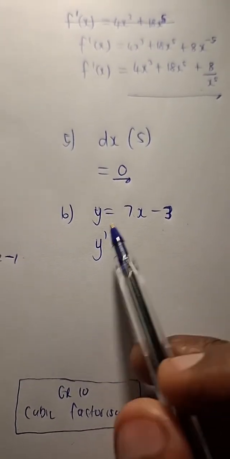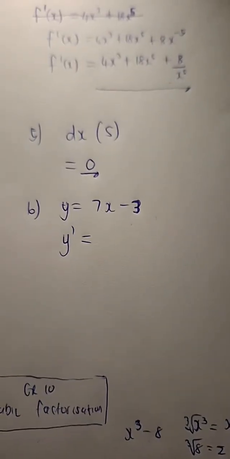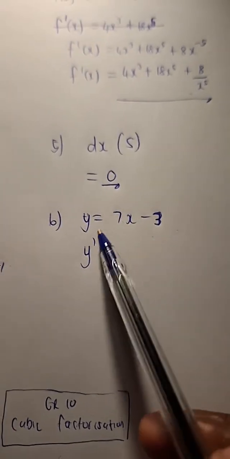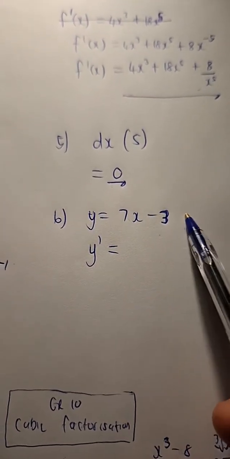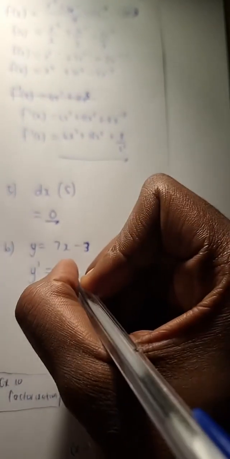So what we say is y prime. Just exposing you also to the different notation, guys, so that you make sure that you write things in the right way. Okay, so y is equal to 7x minus 3. It's given just like that. So when we are ready to derive, you just say y prime.